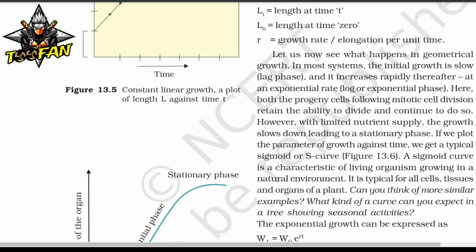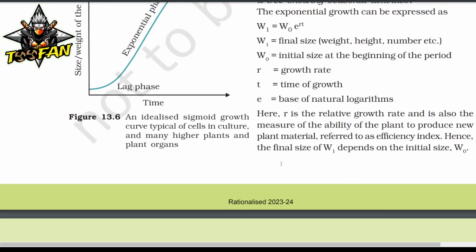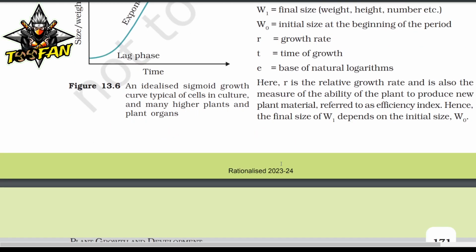Can you think of some more similar examples? What kind of a curve can you expect in a tree showing seasonal activities? The exponential growth can be expressed in this way. So here R is the relative growth rate and also the measure of the ability of the plant to produce new plant material, referred to as the efficiency index. Hence, the final size W1 depends on the initial size W0.